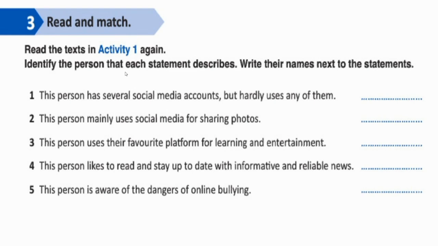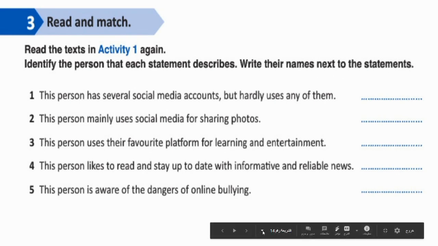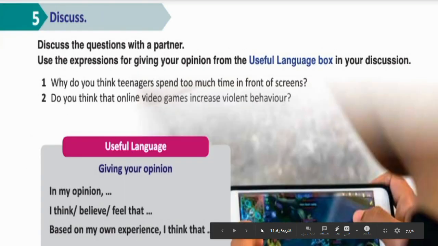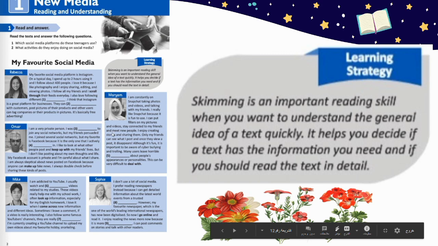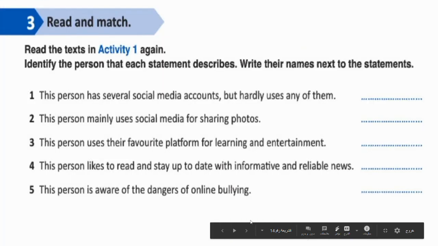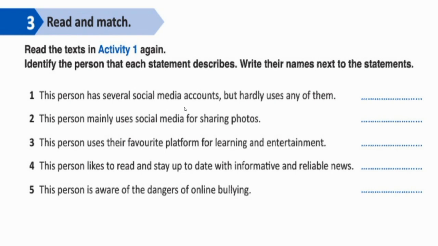Identify the person that each statement describes. Write their names next to the statements. Students should have, for example, 3 or maybe 4 minutes in order to know the teenager which the statements or the questions refer to. So let's do it together. This person has several social media accounts but hardly uses any of them. After giving students enough time, about 3 to 4 minutes, they should be able to answer this question. Here, Omar, the person who has several social media accounts but hardly uses any of them.